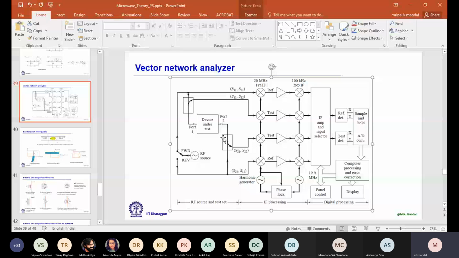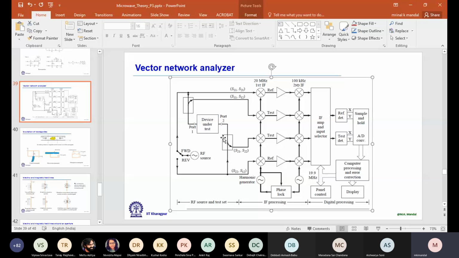Now, S parameters are complex quantities. They have a real part and an imaginary part. So it can measure both of them. That's why it is called vector network analyzer. We also have scalar network analyzer, where we can measure only the magnitude of S parameters.